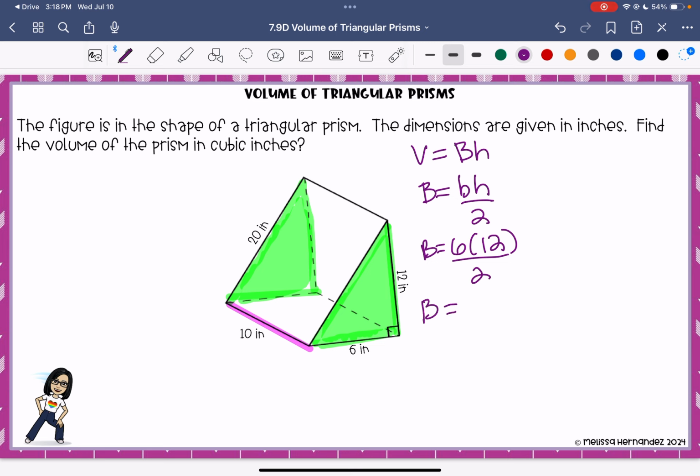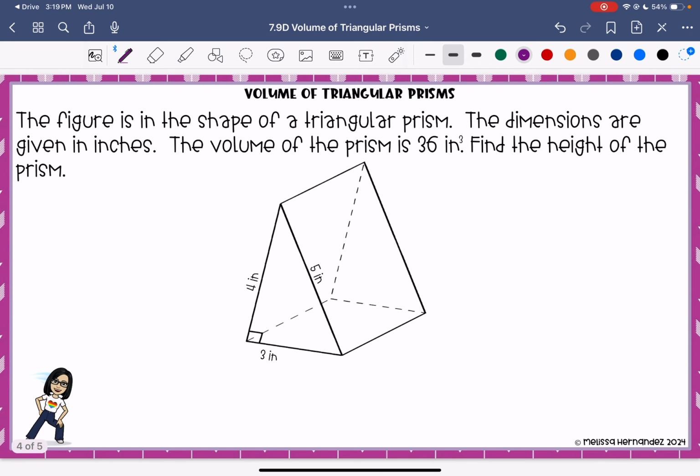When you simplify it, you end up with 36, because 6 times 12 is 72, and half of that is 36. Now I'm going to plug the 36 into the area of the base, and then I'm going to use the 10 for the height of the prism. When you multiply 36 by 10, you're going to end up with 360 cubic inches.